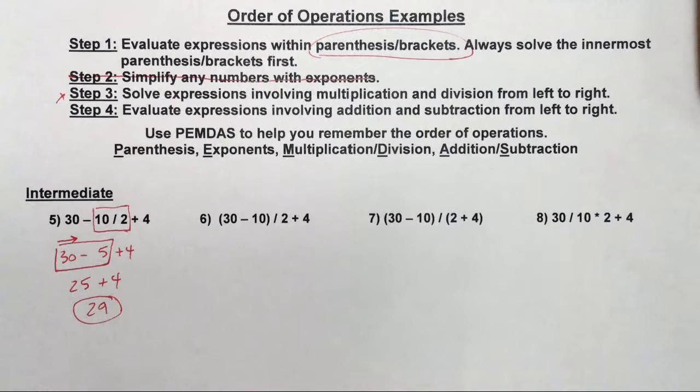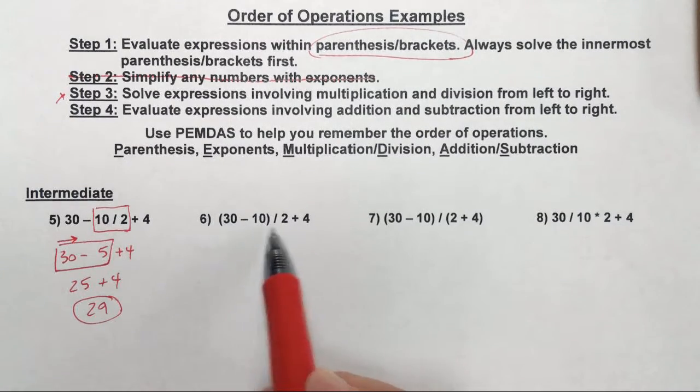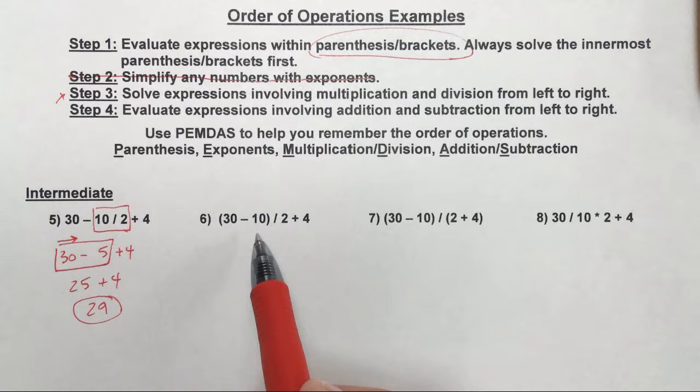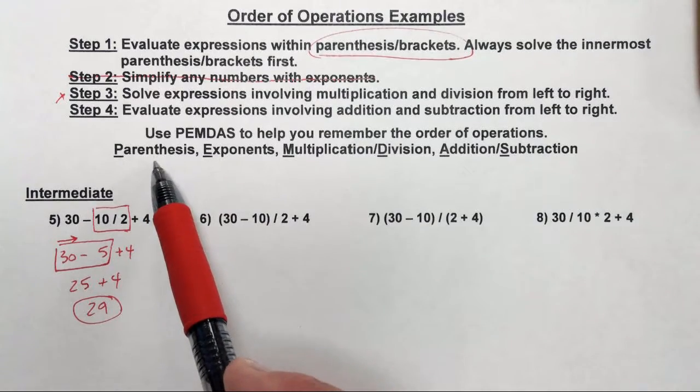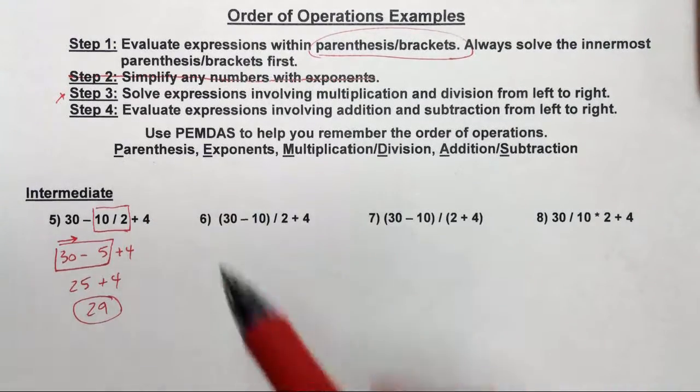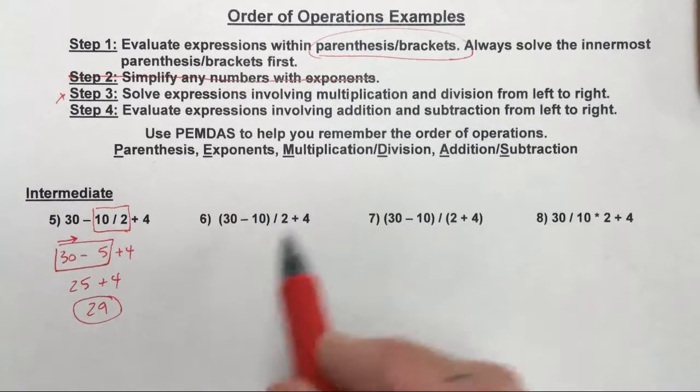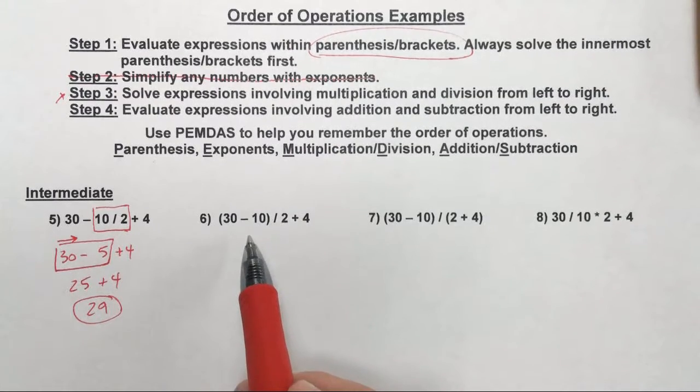So number 6. It's the same numbers, but notice I'm just kind of switching the equation around a little bit with add, subtract, multiply, divide. And in this case, I've added parentheses first. So according to PEMDAS, I need to simplify any expression with parentheses first. So before I even look at anything else, I'm looking specifically for parentheses.